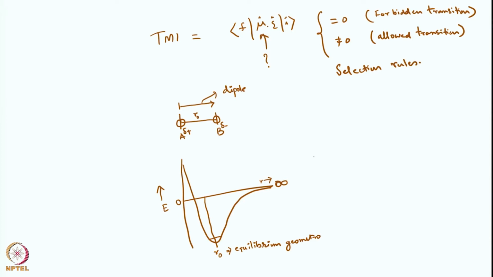Okay. Now what I am trying to say is that if you go from here to here, there is a huge change in the geometry or the bond distance that it spans. So one is looking at the region around the equilibrium position. If you look around the equilibrium geometry, one can write mu as a Taylor series expansion.